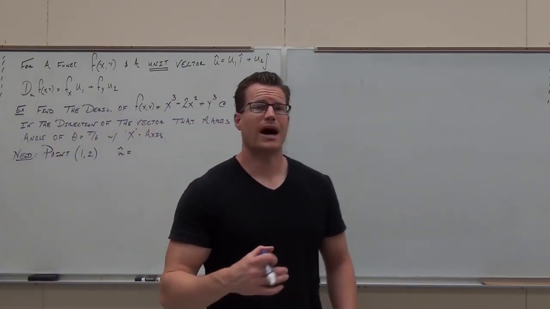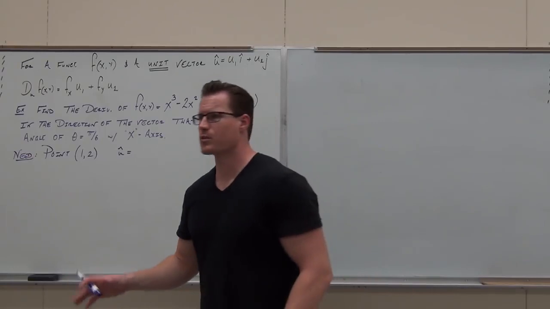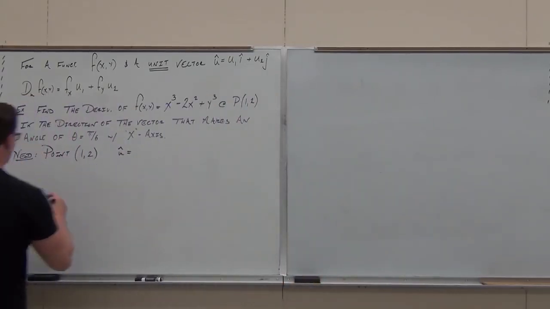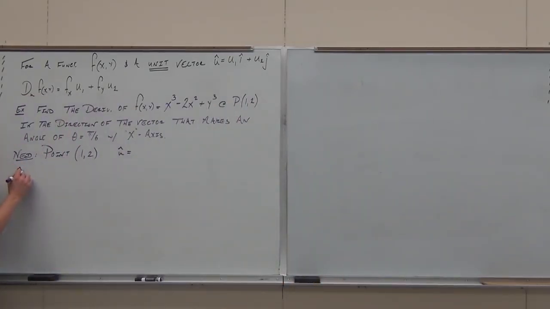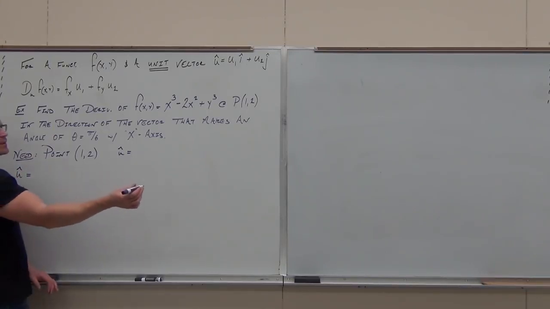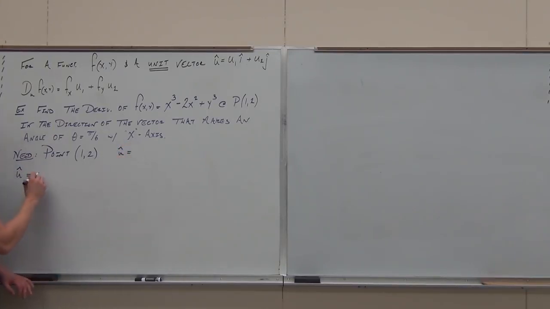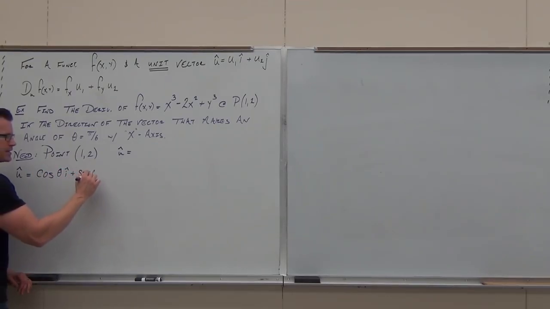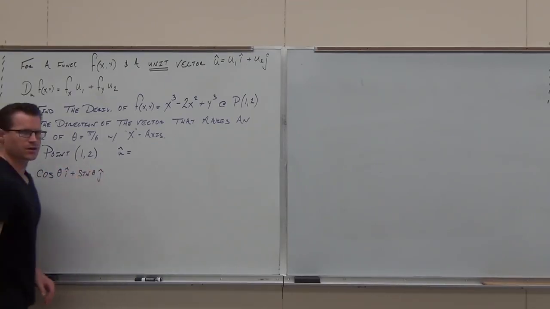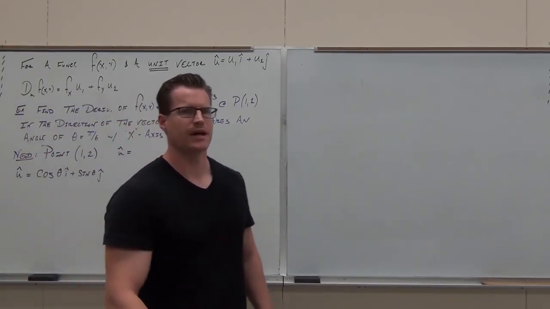If you don't remember how to find a unit vector, I'm going to give you the formula. It's seriously not hard. We'll write it over here for a second. A unit vector, when we have a positive angle from the x-axis, can be written as cosine theta i plus sine theta j. That was earlier in our work from chapter 11, but that's where we get that from.